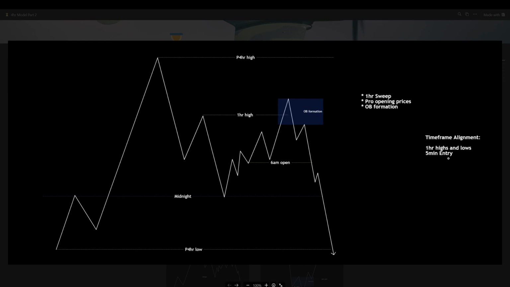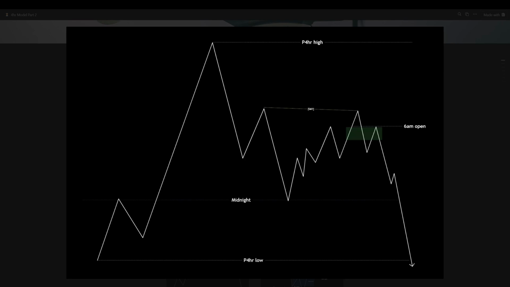Time frame alignment, 1 hour highs and lows. The ideal here is really like a 5 minute, because that's technically the alignment of 1 hour and 5 minute. But like I said, with the Spitfire entry model, use the 1, the 3, and the 5. Just whatever you can find that makes the clearest sense to you, okay? So there's going to be other examples as well.